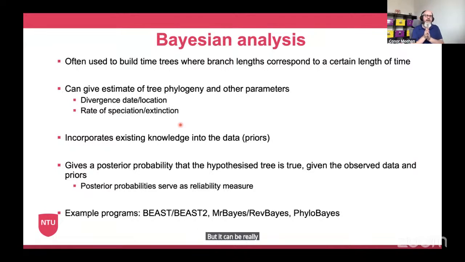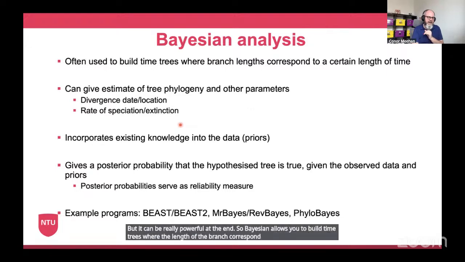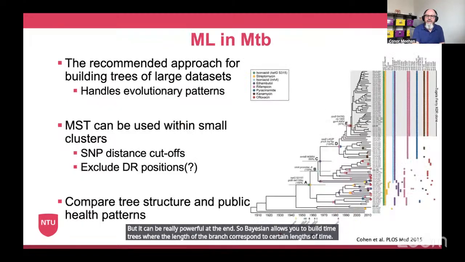but it can be really powerful at the end. So Bayesian allows you to build time trees where the length of the branch corresponds to certain lengths of time. And you can see that in maybe this tree here, even though I put it in the maximum likelihood bit, this is actually a time tree, where the length of the branch is related to time. So this sample is taken in around 2010, and it's estimating all the way back here.